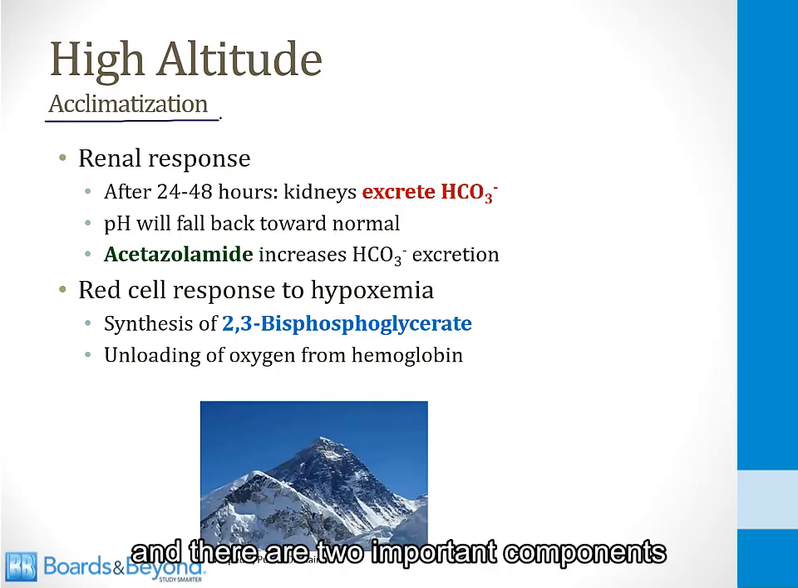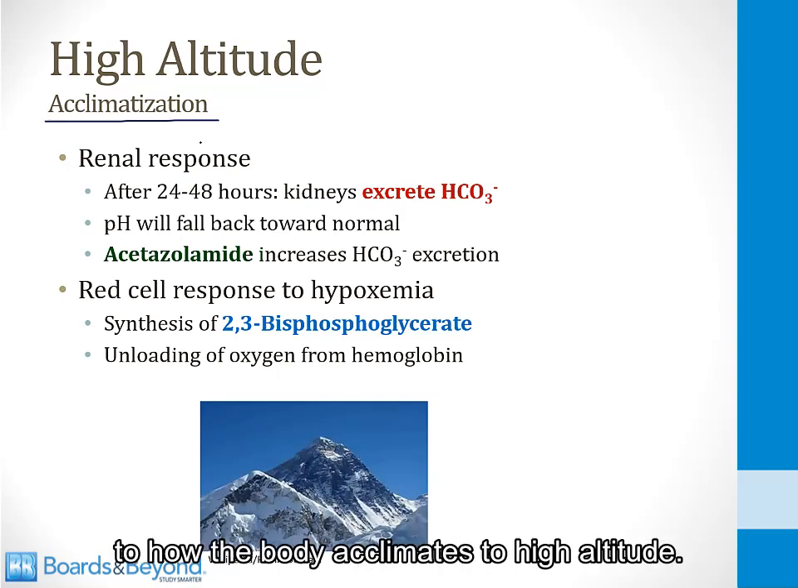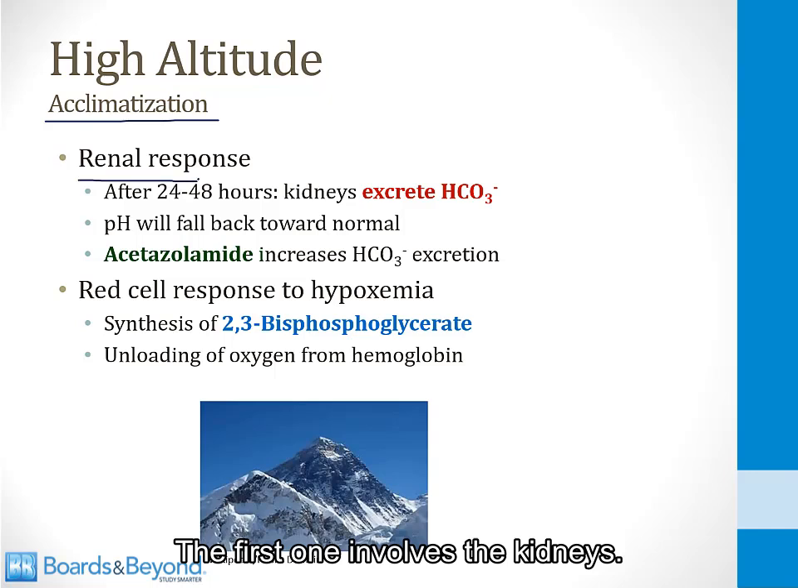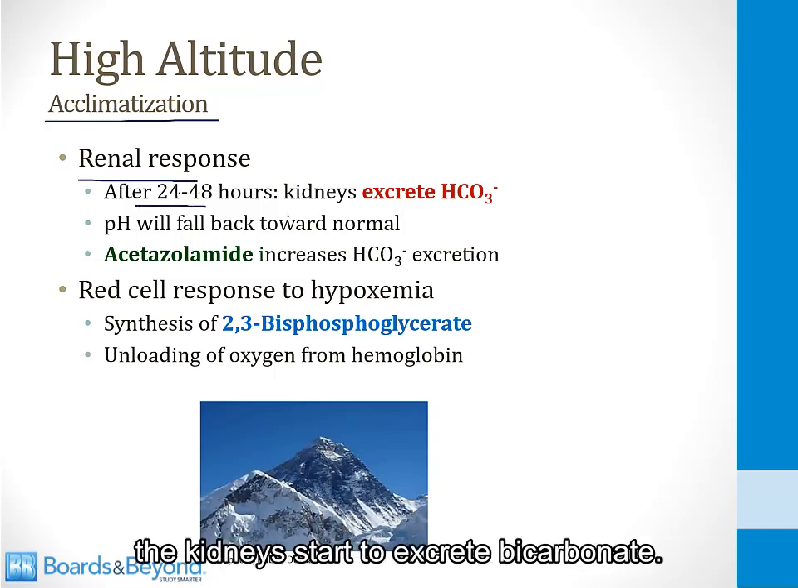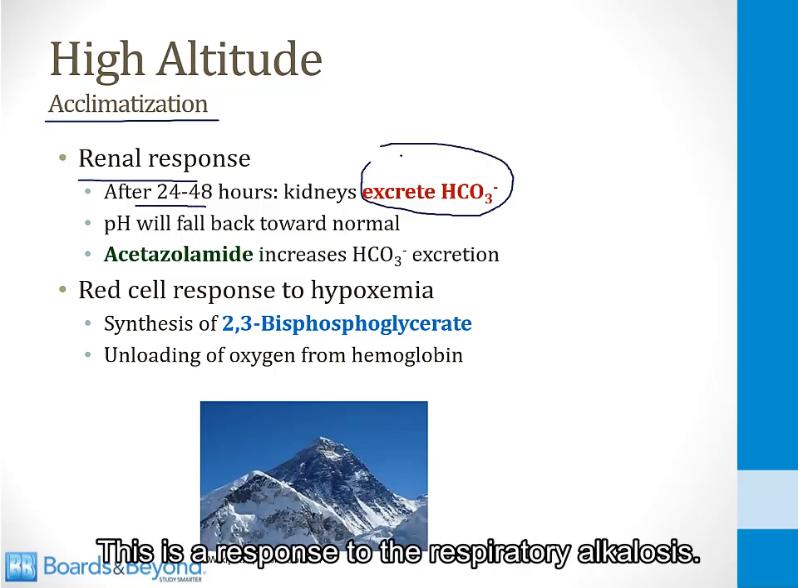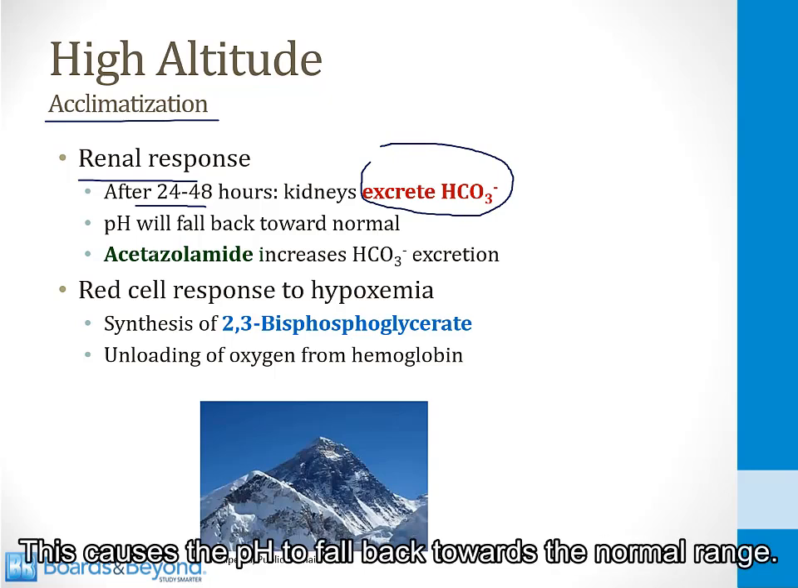Once you've been living at high altitude for a while, your body will begin to acclimate, and there are 2 important components to how the body acclimates to high altitude. The first one involves the kidneys. After about 1 or 2 days, the kidneys start to excrete bicarbonate. This is a response to the respiratory alkalosis. This causes the pH to fall back towards the normal range.